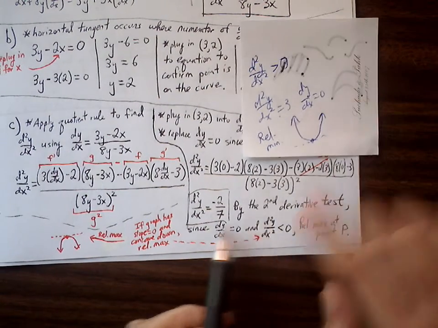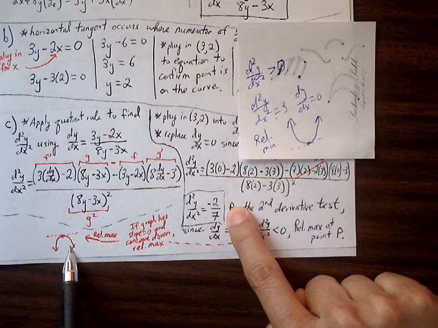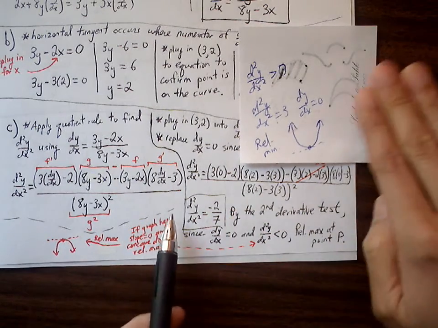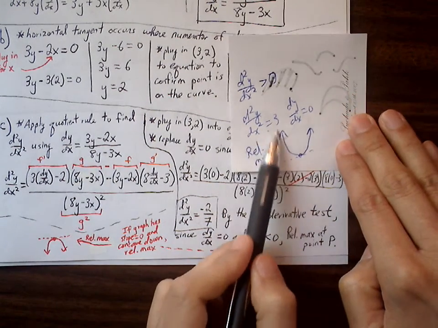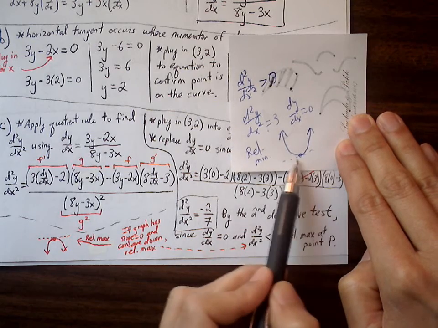Okay. So second derivative negative means concave down, which means a relative max. Second derivative value of positive means it's concave up, and concave up means a relative minimum.